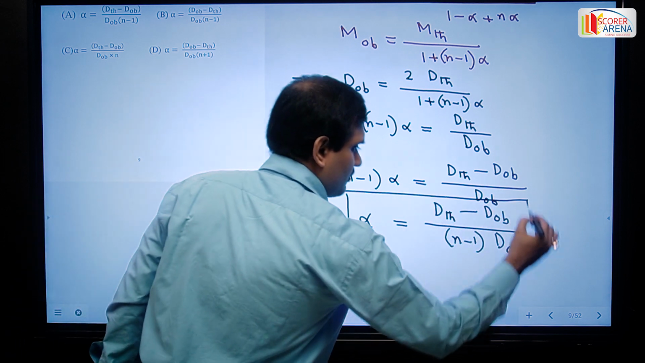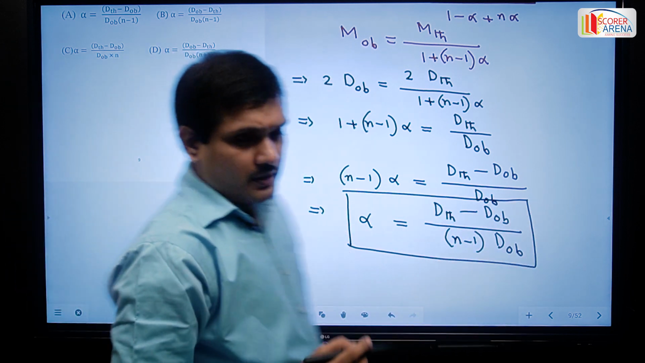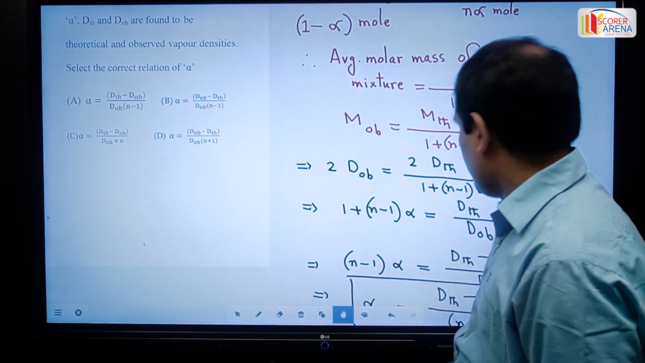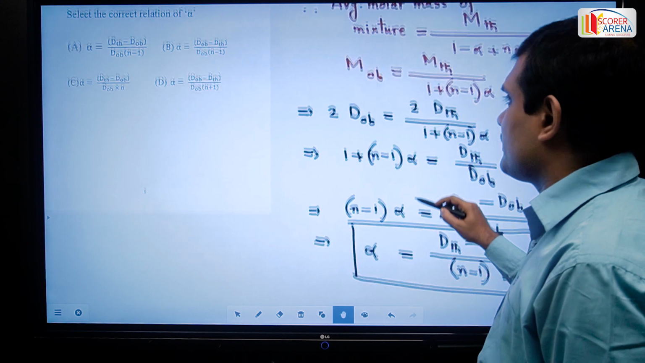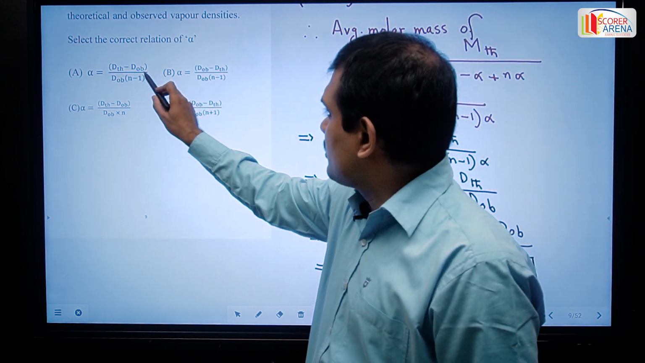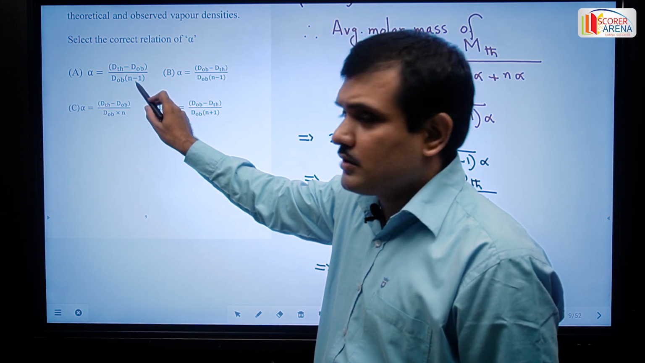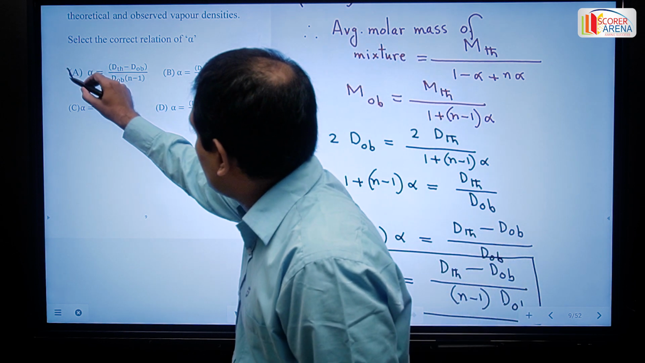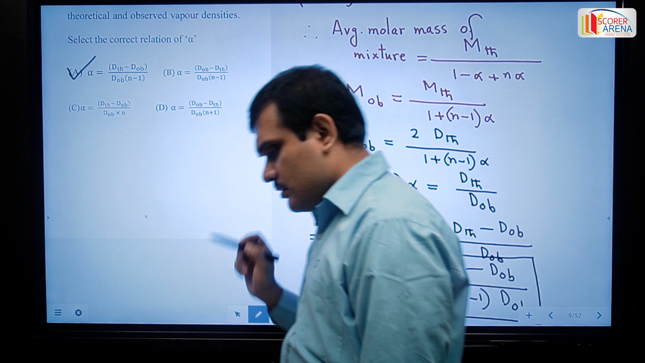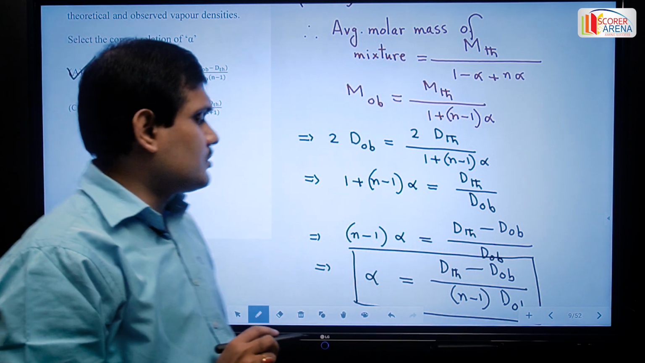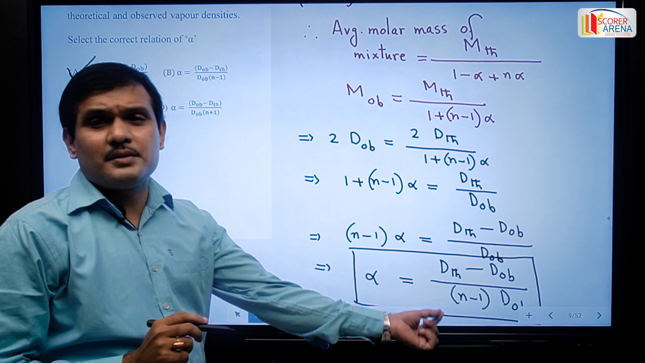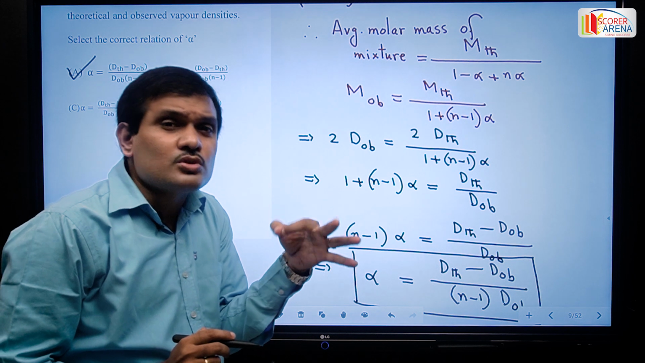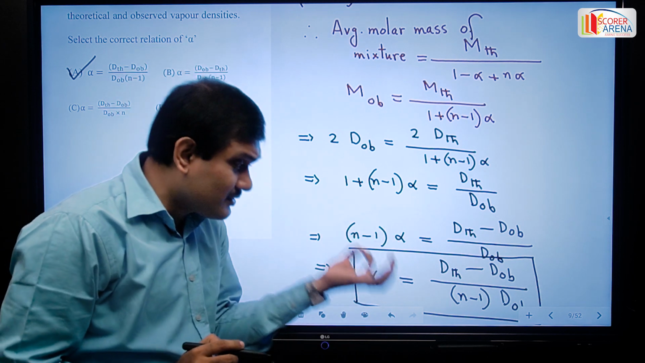So definitely you can find this relation in the given problem. So try to find it out. We have alpha equal to d theoretical minus d observed by d observed into n minus 1. Definitely we go for this option, it will be option A. The important factor which you have to memorize related to this problem: what does this n represent? N represents, if we take 1 mole, how many moles of products it will produce. Always deal with this term.